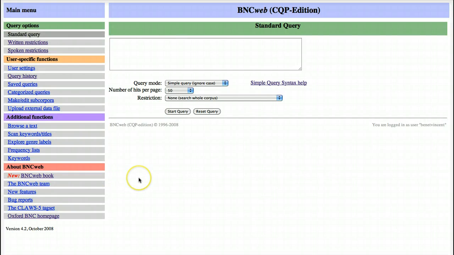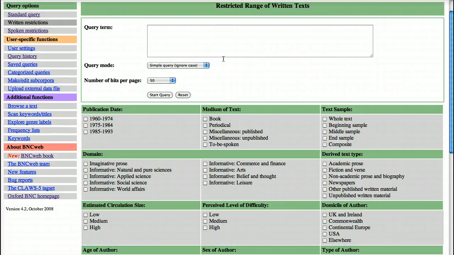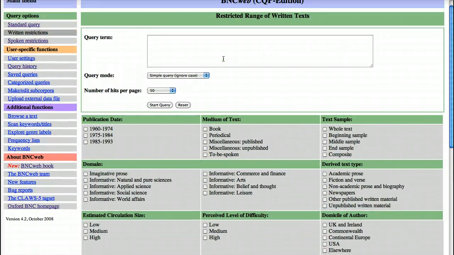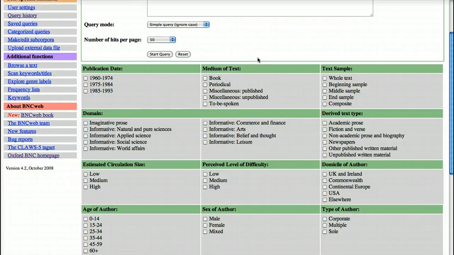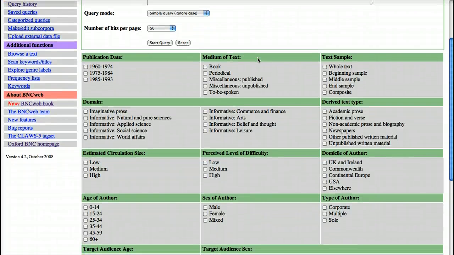In this webcast, we're going to look at the kinds of metadata that are available on the BNC, the kind of data they've recorded about the texts that they have collected. Now, you'll be familiar with this page by now. If we want to look at some of this metadata, one way into this is to look at the written restrictions. So if we go there, we'll notice that there are a number of different restrictions that you can impose on a search, and these are related to the data that are recorded about different texts.